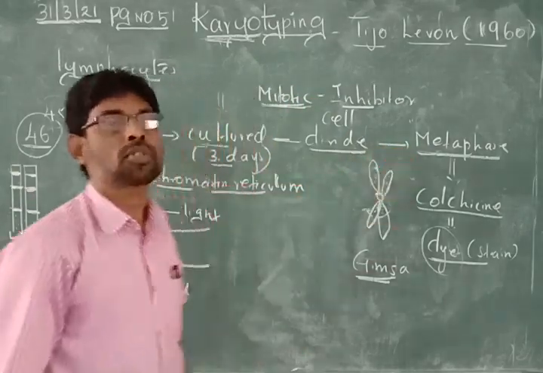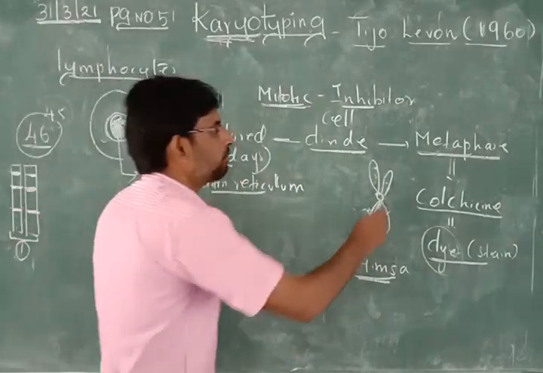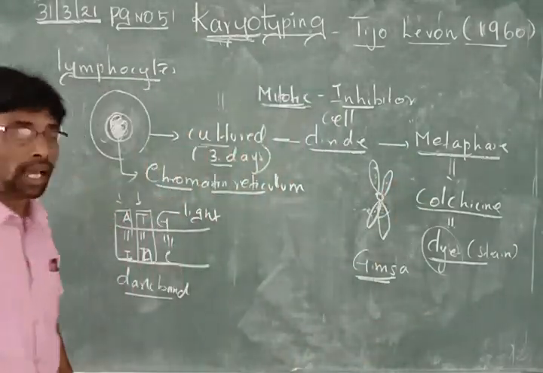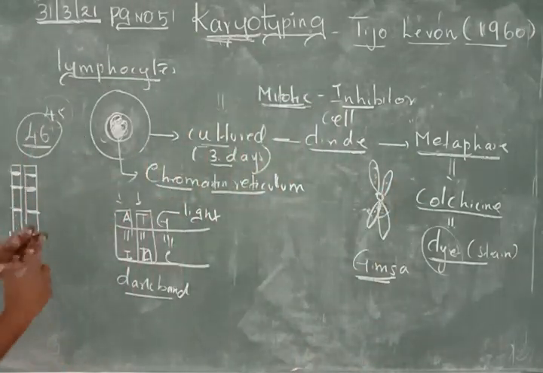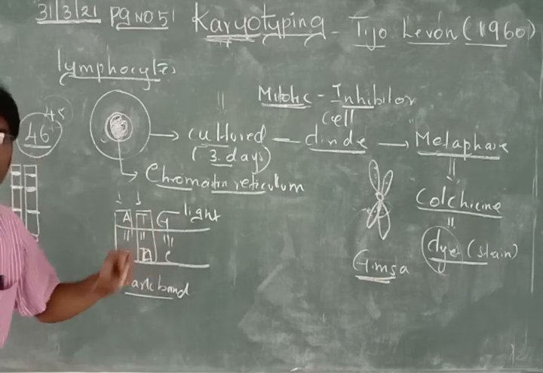Why? Because chromosome structures can be clearly seen only in metaphase. After that we add a dye called Giemsa dye. Wherever an AT region is there, the dye goes and stains it, so all the AT regions become dark bands, and wherever the GC region is there, it becomes light.